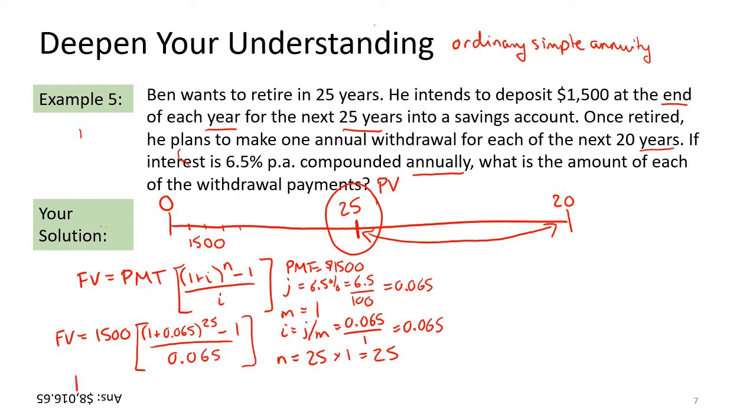Calculating this out, you get a future value of $88,331.52. So what that means is at year 25, Ben has $88,331.52 in this annuity or this account. And now he wants to use that money to take regular payments out. So if we're starting at year 25 and we know this value, that is our present value for determining what our payments are.